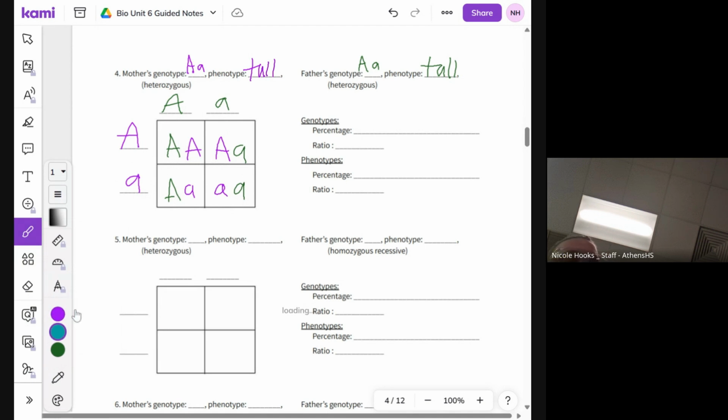Okay, so this one, we have a different genotype. We have 3 different genotypes. We have 25% that is going to be big A, so homozygous dominant.